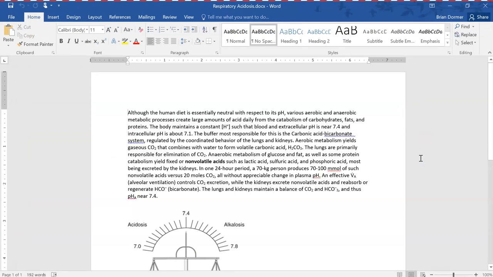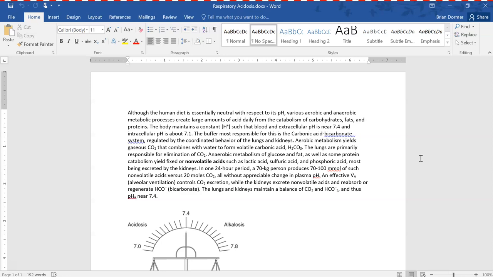Although the human diet is essentially neutral with respect to its pH, various aerobic and anaerobic metabolic processes create large amounts of acid daily from the catabolism of carbohydrates, fats, and proteins. So what I'm saying is that when we break down things like carbohydrates, fats, and proteins, we actually have large amounts of acid as a result of that.